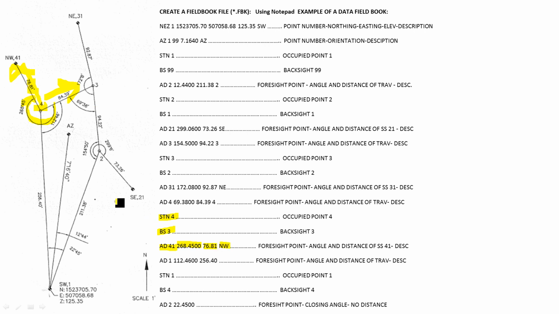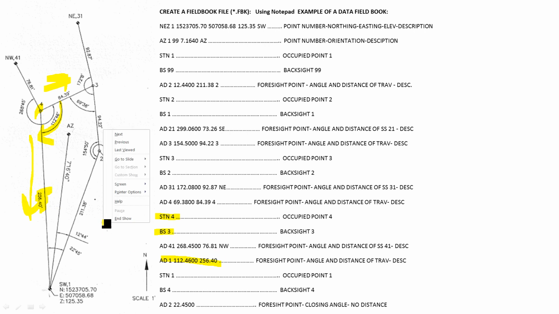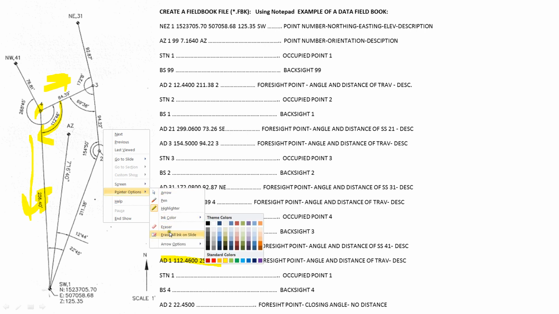All right. Now, the next one says I'm still at station 4. I'm still back sighting 3, and now I'm foresighting back to station 1. So I'm sitting here. I back sight to 3, and I foresight back to my beginning point. And I turn an angle to the right of 112 degrees, 46 minutes, and 0 seconds. And that distance is 256.40 feet.